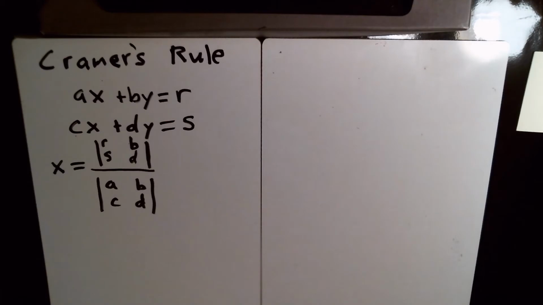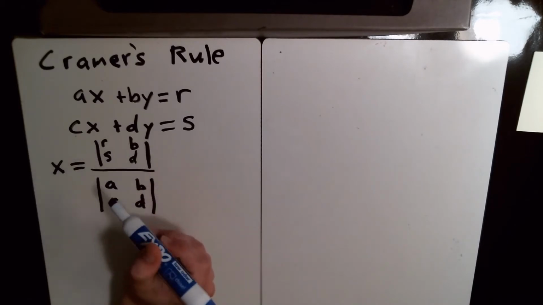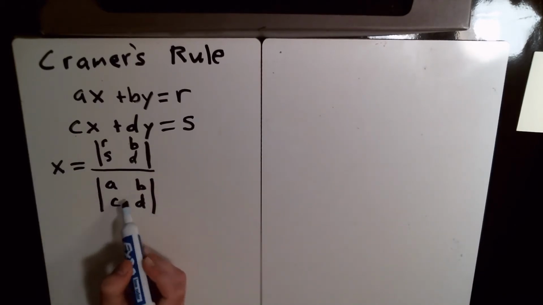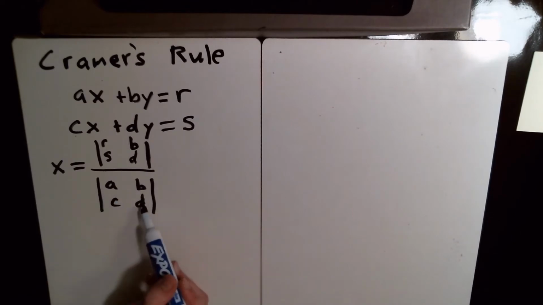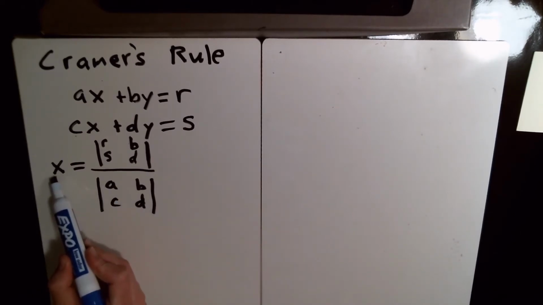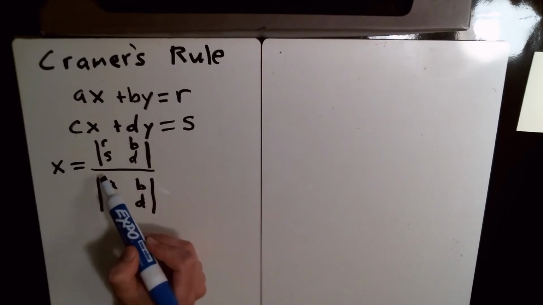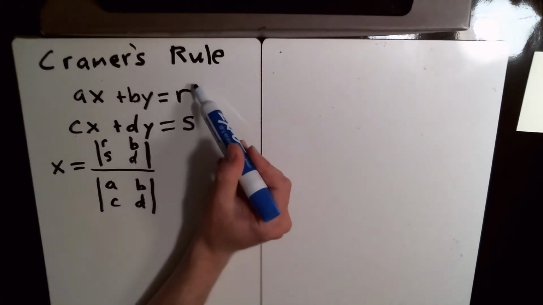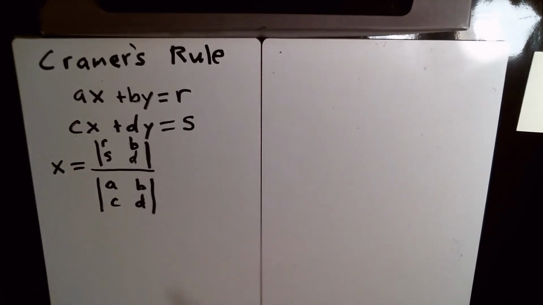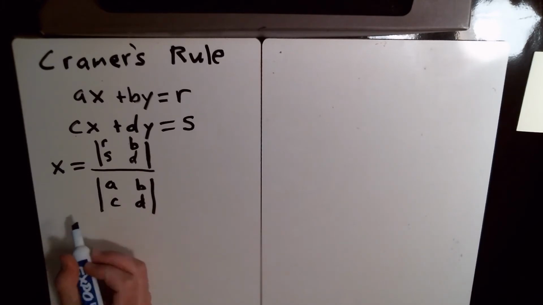Again, let me highlight why we're doing this, not why it works. You divide by the determinant of just these coefficients, a, b, c, d, and then since x is the first variable in your equation, you replace the first column of that with the numbers that are over here. And this also works, you can find y with this as well.